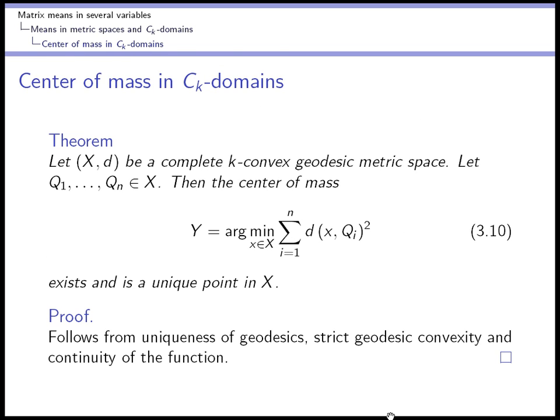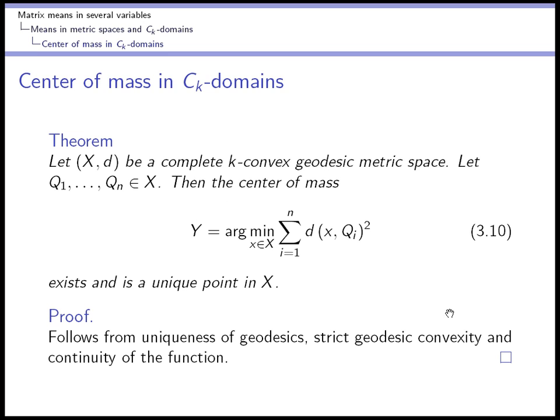Now let us move on to the center of mass in CK domains. How do we define the center of mass? This is the solution of the following minimization problem. We have n points in the space, and we take the sum of squared distances from these points and from an arbitrary point. We seek the minimum of this function, and the minimizer is just the center of mass. We denote it by y.